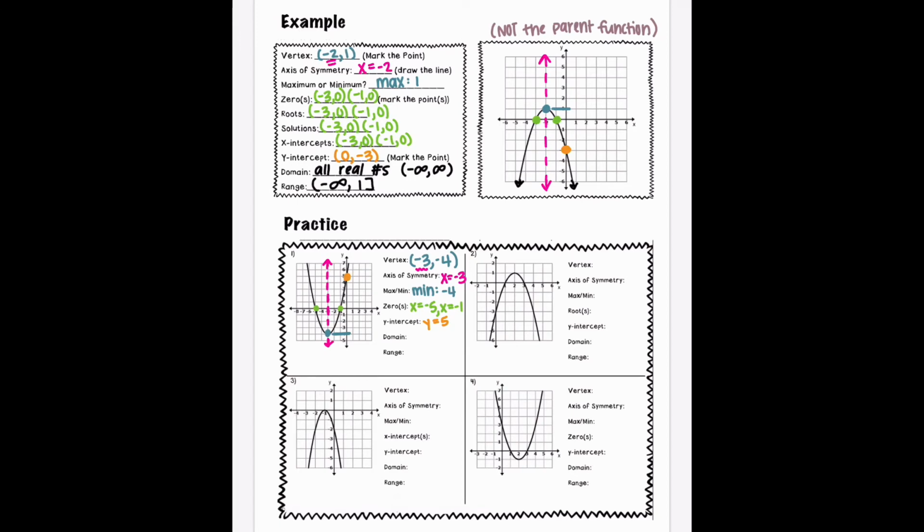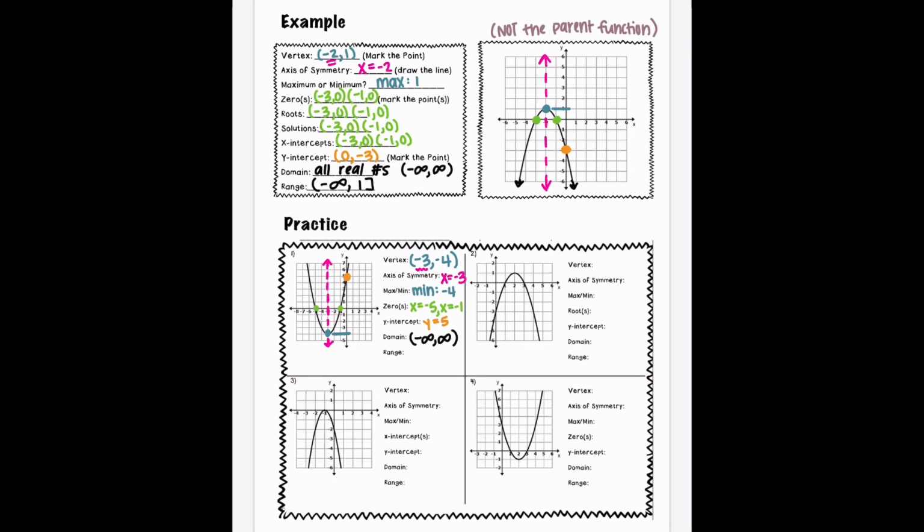The domain, again, for all quadratics, because your graph is going to keep getting wider and wider regardless of whether it's faced up or down, it's always going to be a domain of all real numbers, or -infinity to +infinity.